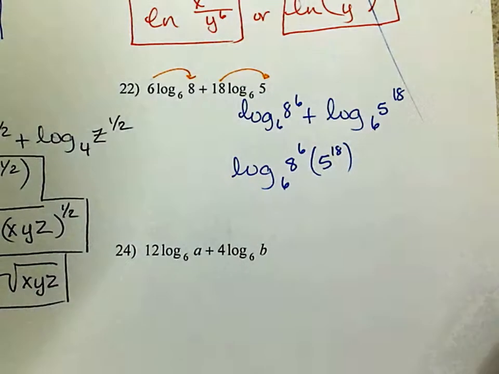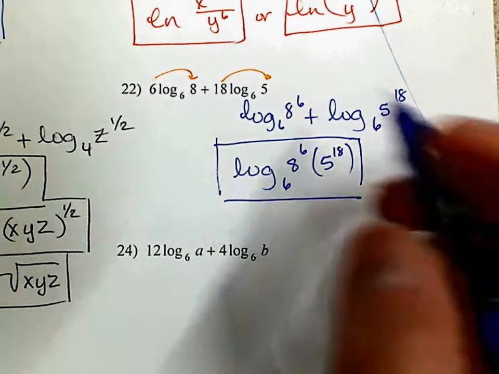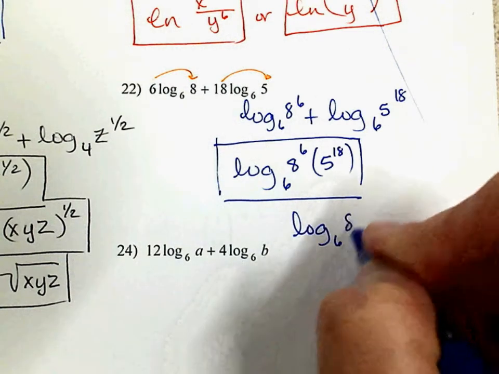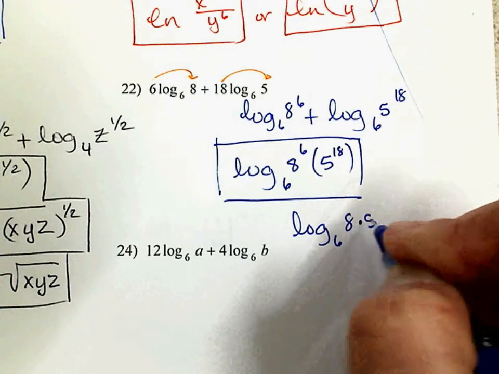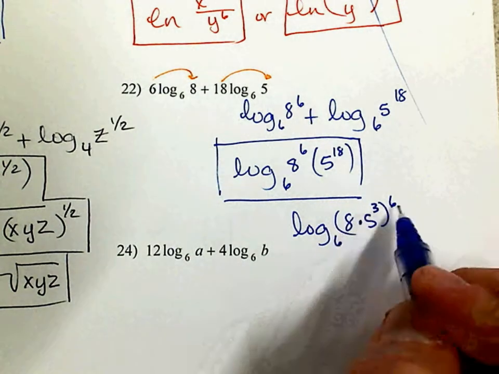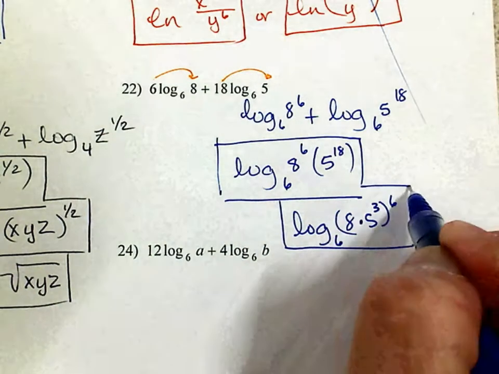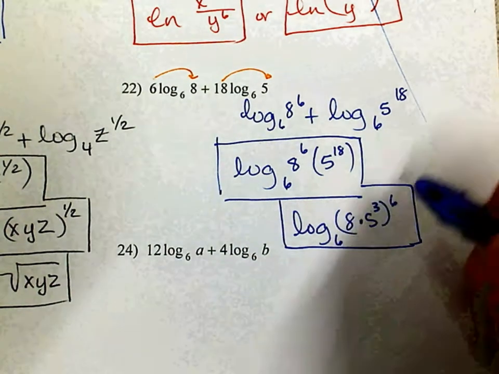You can leave your answers like this, or the greatest common factor is 6. You could also factor that out. 8 times 5 to the 3rd, and there's your 6, because 6 would distribute to get 6 and 18. That is also a correct answer, either one of those.